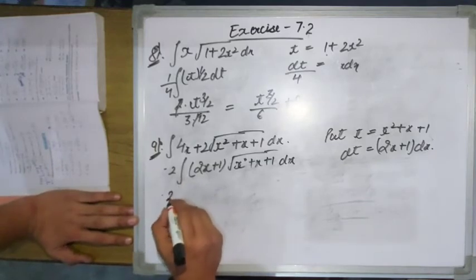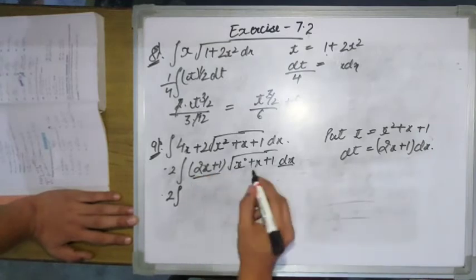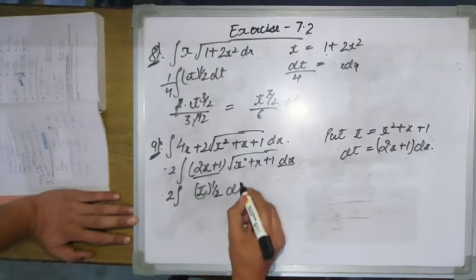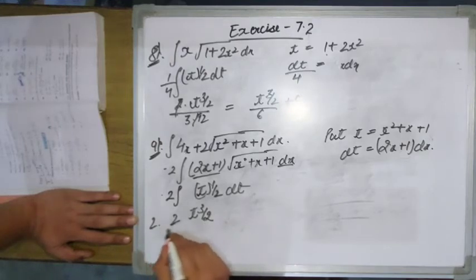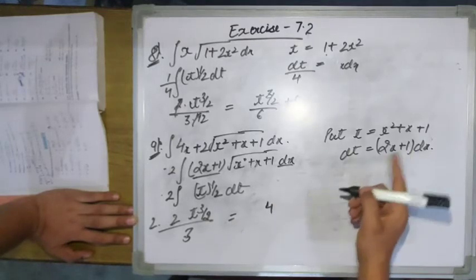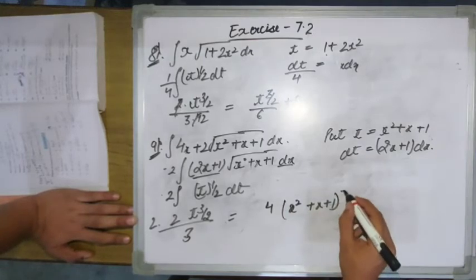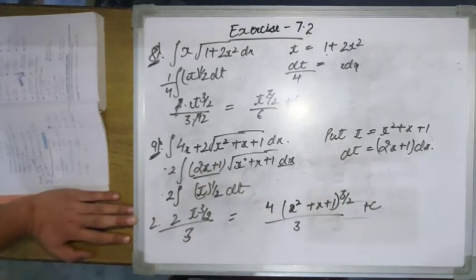We have 2 as it is, and 2x plus 1 dx as dt, and x square plus x plus 1 equals t, so 2 integral of root t dt. 2 t raised to power 3 by 2 into 2 upon 3. The value of t was x square plus x plus 1, so the answer is 4 upon 3 into x square plus x plus 1 raised to power 3 by 2. This is the value of the 9th question. Pause the video, note it down, then we'll move to our 10th question.